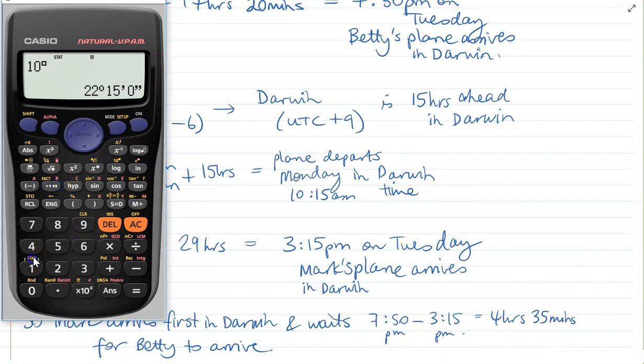So if I firstly check the 10:15 AM depart time, 29 hours, so that's a whole 24 hours plus another 5 hours. So if I add on 5 hours to that, that gives me 3:15 p.m. in the afternoon, thinking about the fact that that's 24-hour time. Then checking the time difference, I've got 7:50 minus 3:15 gives us 4 hours and 35 minutes.